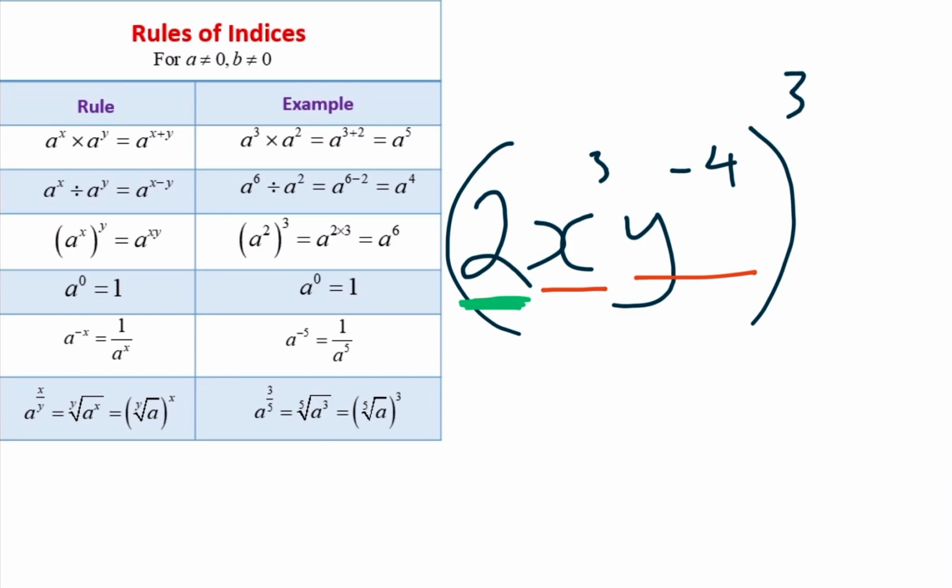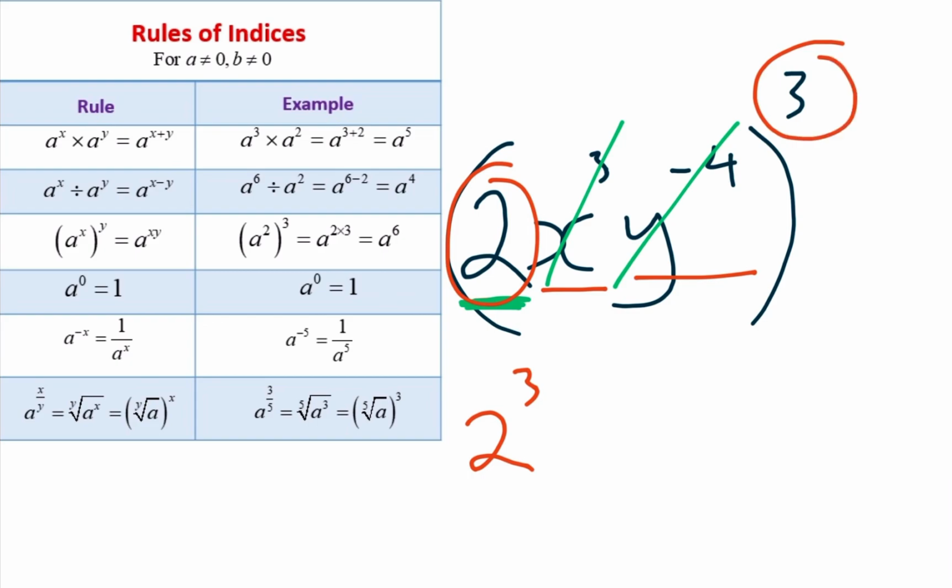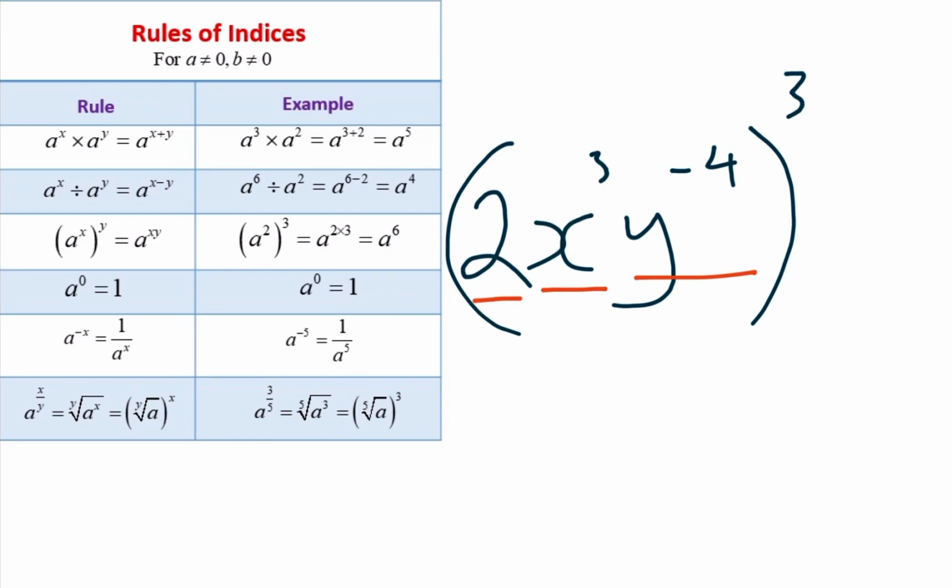So let's do this. Just watch how I do this really carefully. What if the x^3 and the y to the minus 4 did not exist? What are we therefore left with? We're left with 2 cubed. So we've got the 2 here and we've got the cubed here. So 2 cubed is equal to 8. This is the one students forget. I'm just going to undo this for a second. There we go. So that's the one students forget. So we've got 2 and a cube, and it's equal to 8.